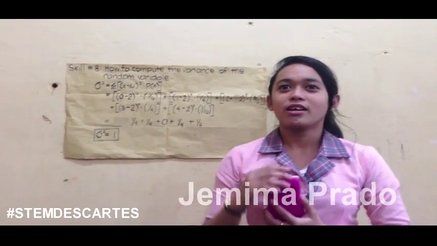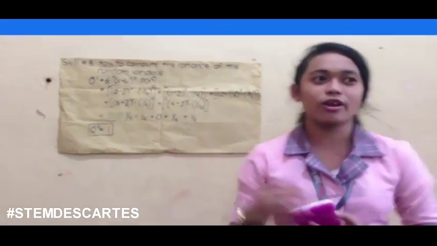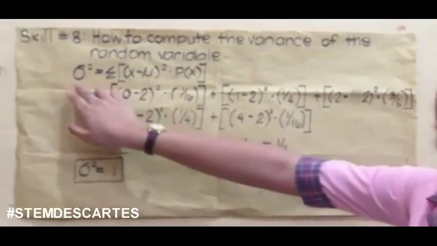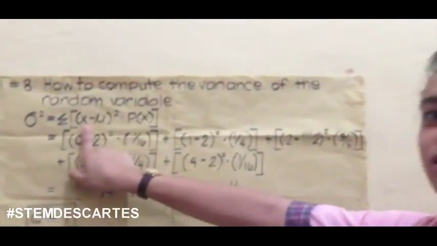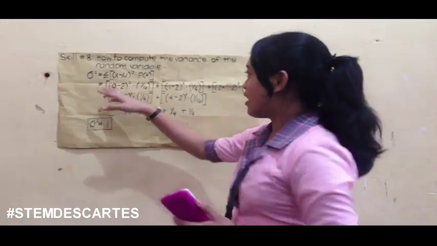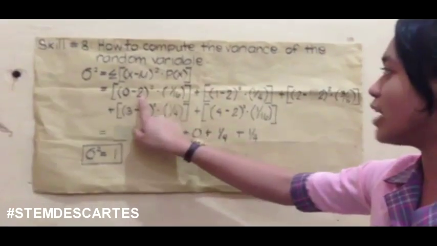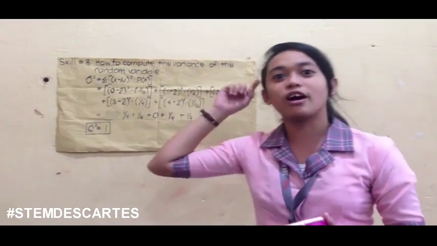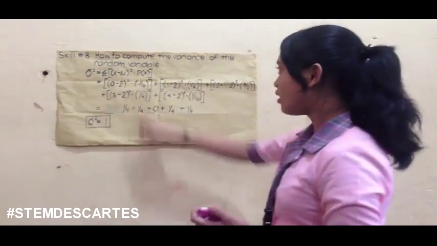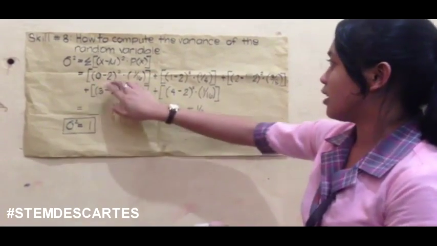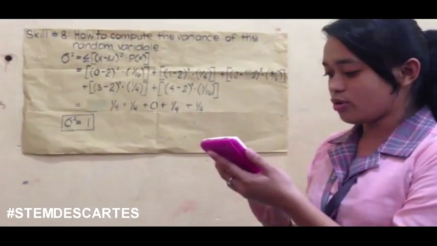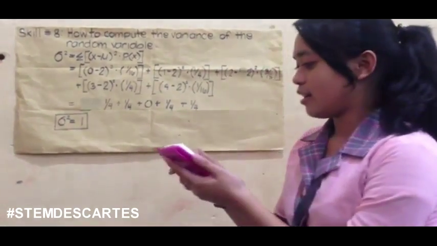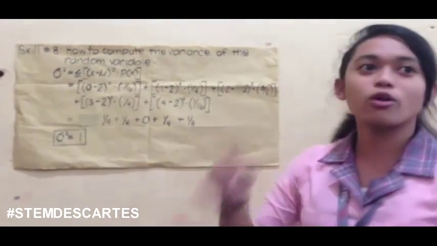After finding the mean, the next thing we do is find the variance of the random variable. In order to get the variance of the random variable, we're going to use the formula: variance equals the summation of the square of x minus mean times p of x. Then we're going to copy the mean. The mean is 2 and x is based on the probability distribution. The first is 0 minus 2 squared, then times 1 over 16. The answer is 1/4.